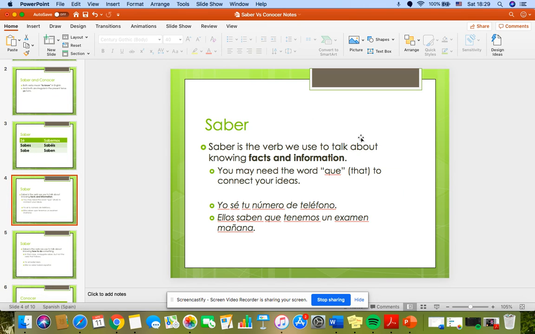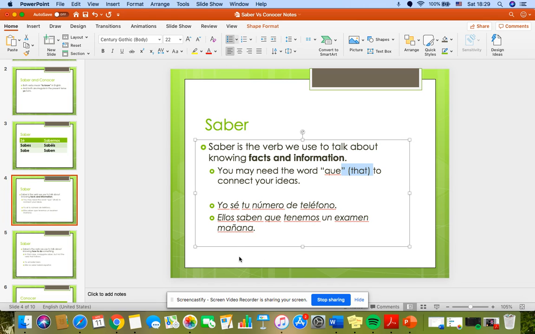Saber is the verb that we use to talk about if we know facts and information. You may need to use an additional word, que, which means that, to connect your ideas. So, we've got an example. Yo sé tu número de teléfono. I know your phone number. And then we've got ellos saben. Here we've got the que. Ellos saben que tenemos un examen mañana. So, we know que means that. So saying they know that we have an exam tomorrow.